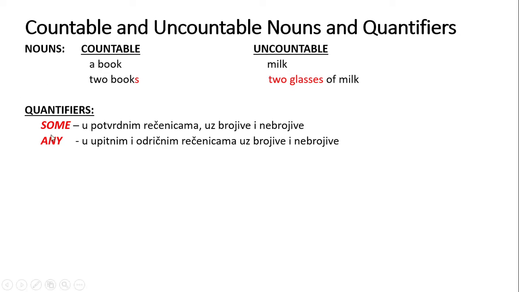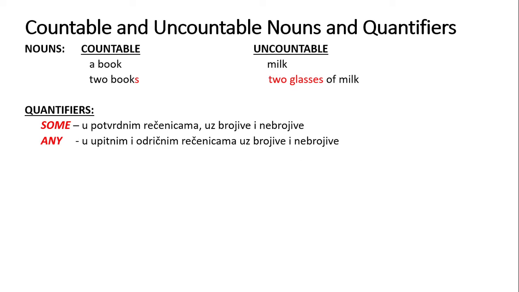As you already know, some is used in affirmative sentences, both with countables and uncountable nouns. It can also be used in questions when you ask somebody, for example, would you like some chocolate? Any, on the other hand, is used only in interrogative and negative sentences, both with countables and uncountable nouns.